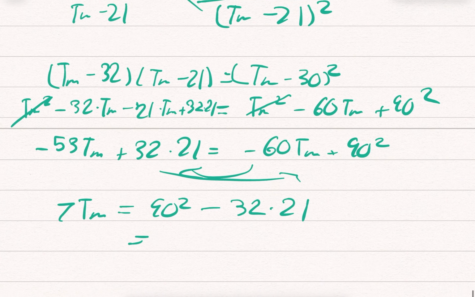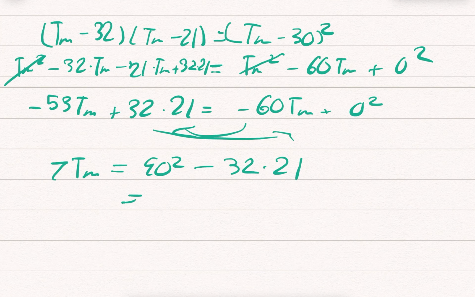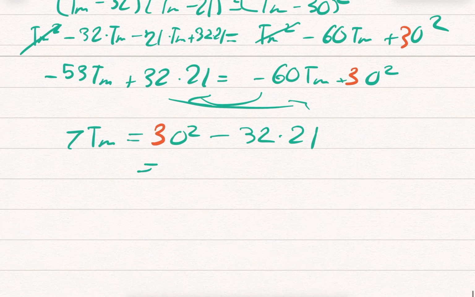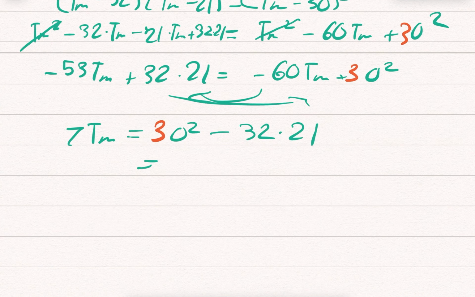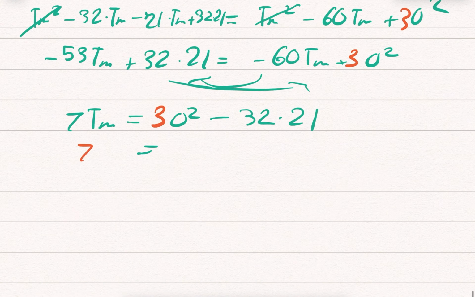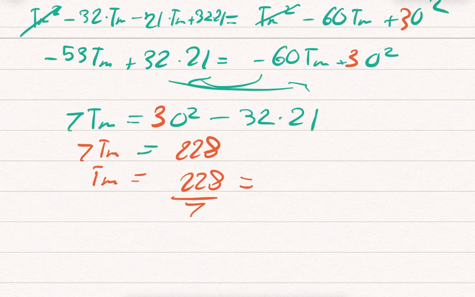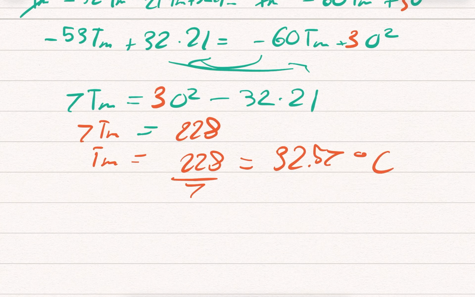Wait, hold on. No, this is just 30 squared. What am I talking about? I was going to say, that's way too big. 30 squared, okay. So 30 squared minus 32 times 21. I get 7 Tm equals 228. Tm equals 228 over 7, approximately 32.57 degrees Celsius. And that is Child's Math Assignment 2.